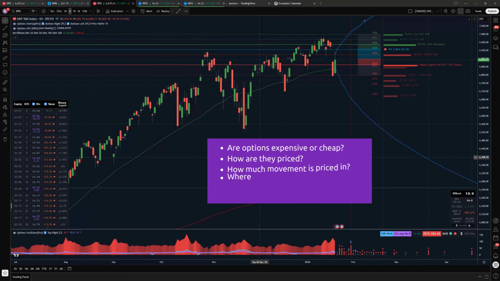Are options cheap or expensive? How are they priced right now? How much movement is already priced in? Where does probability really sit? And which side of the market is paying more for the premium?